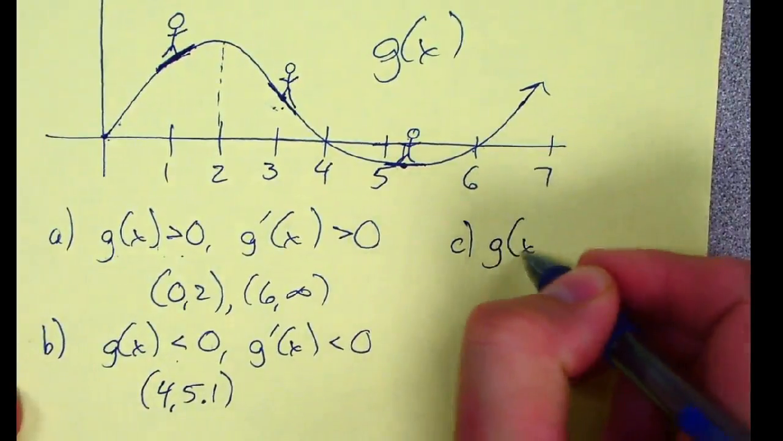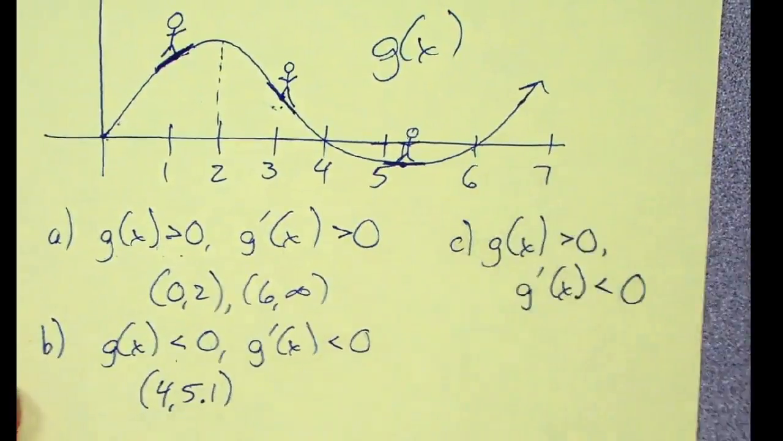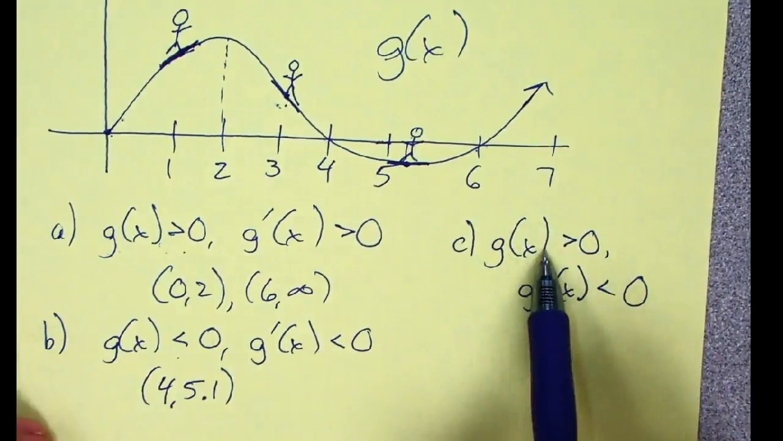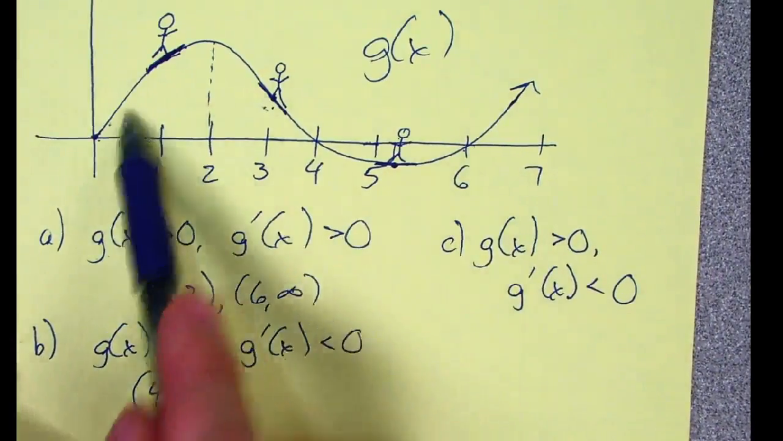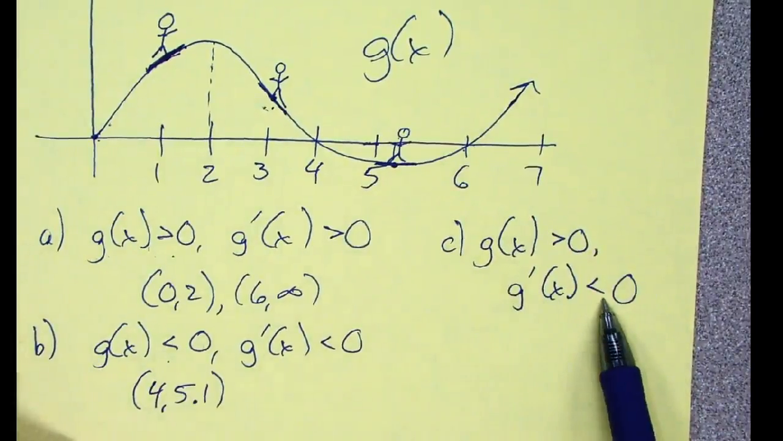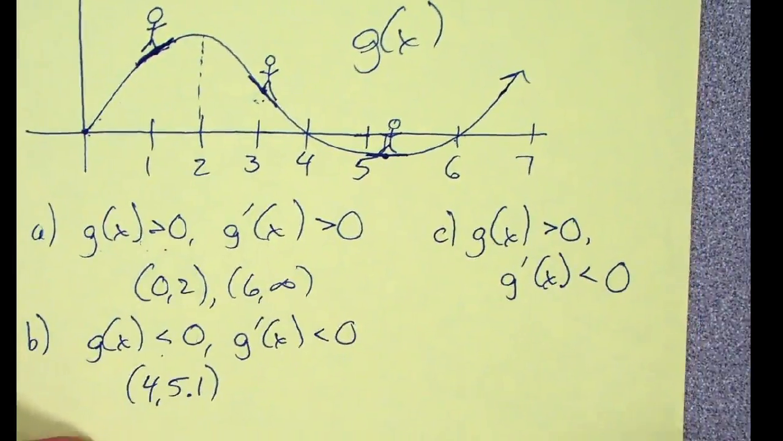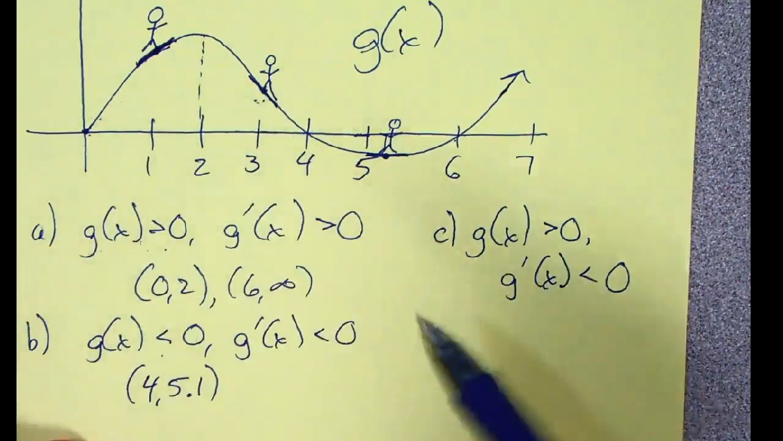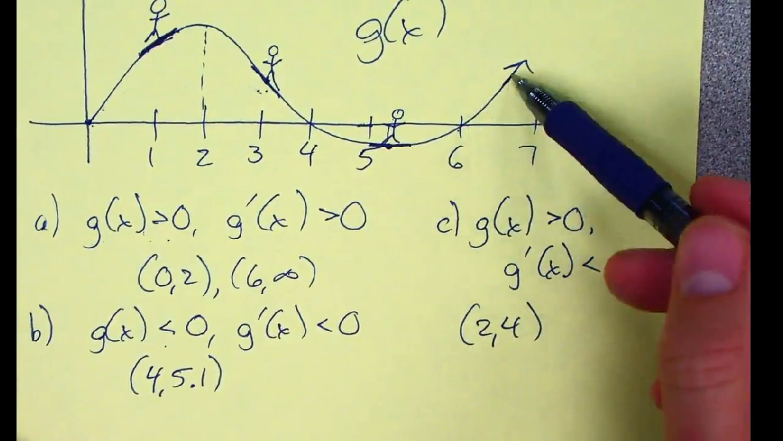What if I asked for g is positive and g prime is negative? This means my original graph is supposed to be positive. So the y values are positive, so we're above the axis. So again, we're cutting off this bottom part here. Now within those parts up there, where is the graph decreasing? Or where would the surfboard be pointing down? Or where is the slope negative? Those are all the same thing. So if I look between 2 and 4, I am above the axis, but I'm also decreasing. And that's it. The only other time we're above the axis over here, we are actually increasing.